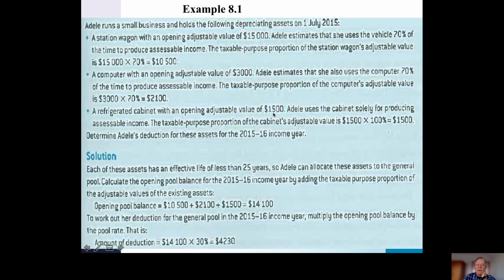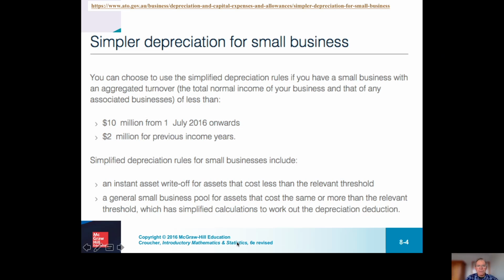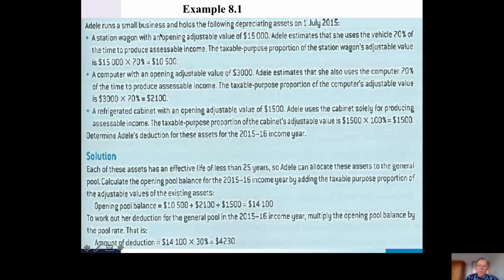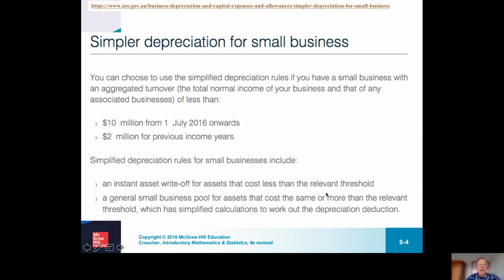But this time a refrigerator, $1,500, used 100% of the time for business. So we can use the full $1,500. So the opening balance of the pool, grab the three values, add them together, $14,100, and the depreciation for the first year then in this particular general pool, the rate we were given was 30%. So the depreciation for that year, for that pool, $4,230. The rules keep changing from year to year, so that was fairly old back in 2015, 2016.